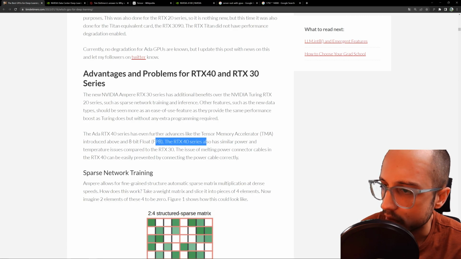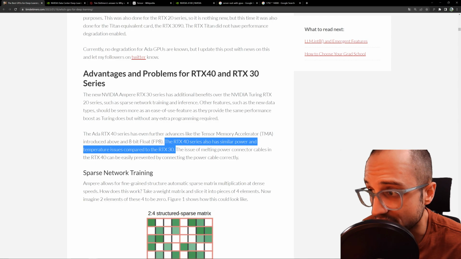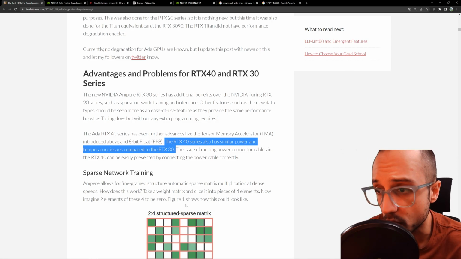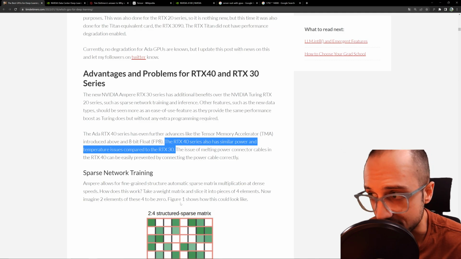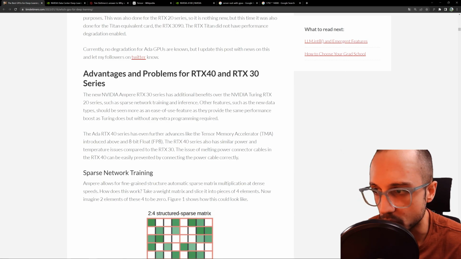Again, we saw how one of the best, or an easy way to make a GPU or a CPU more performant is you can basically overclock it, increase the clock speed, but then that's going to draw more power and it's going to create more heat. So it seems like maybe the RTX 40 series, they kind of cranked that up a little bit too much, and people were having issues with this.